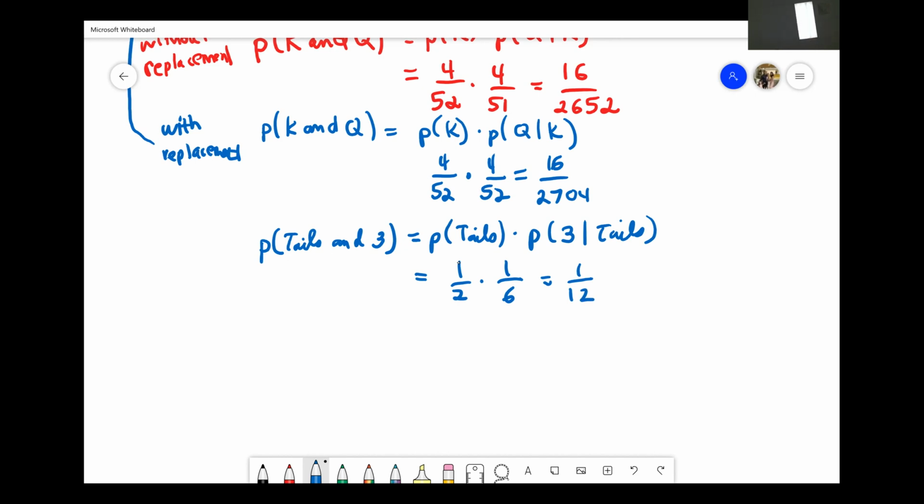How many ways could I get tails when I flip a coin? One way. How many ways can I get a 3 when I roll a die? 1. So that takes care of 1 times 1. How many results can I get when I flip a coin? 2. How many results can I get on a die? 6 ways. 2 times 6 takes care of that. This is just the counting rule.